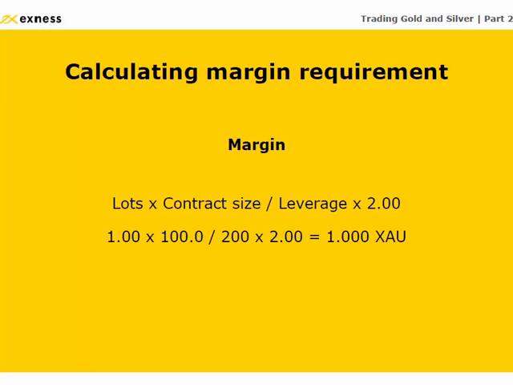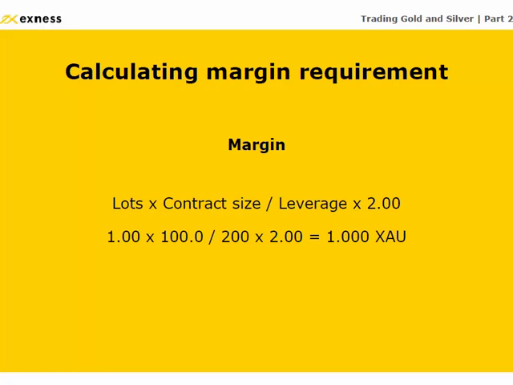To calculate margin, we have to use the following formula. We multiply lots by contract size and divide it by leverage multiplied by 2. Well, in our case, we assume that we have leverage 200 to 1. It may be 100 to 1. If you have leverage 100 to 1, you use 100 here. If you have 50 to 1, you also use 50 here.